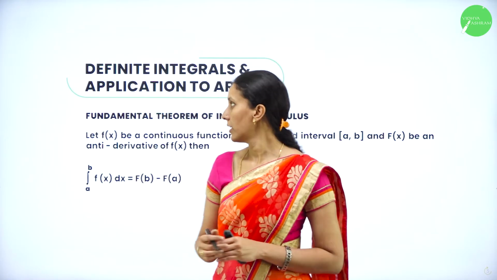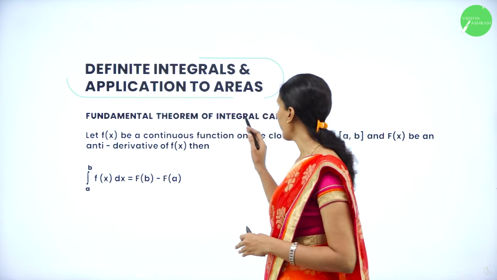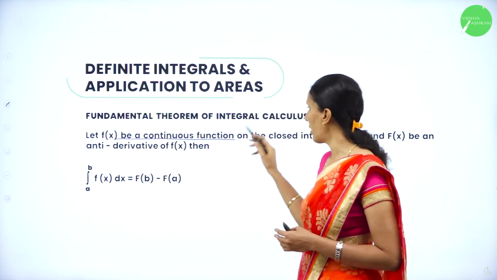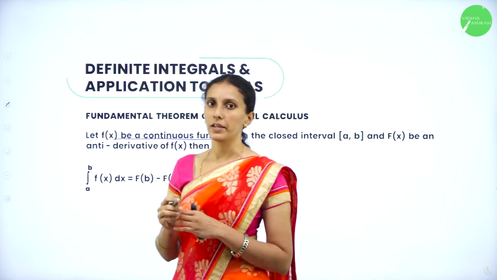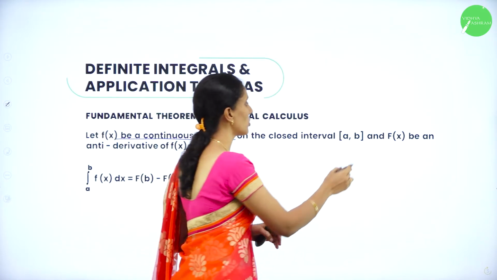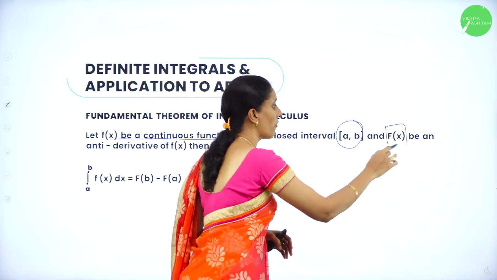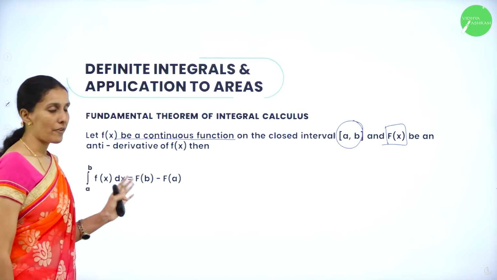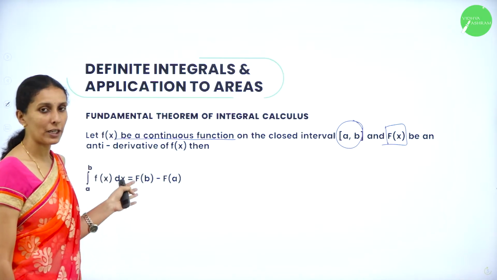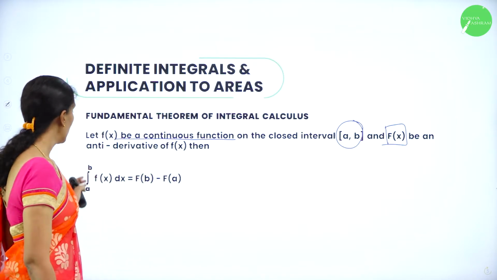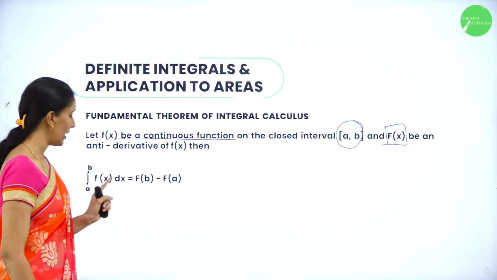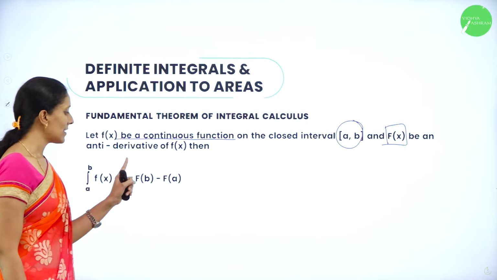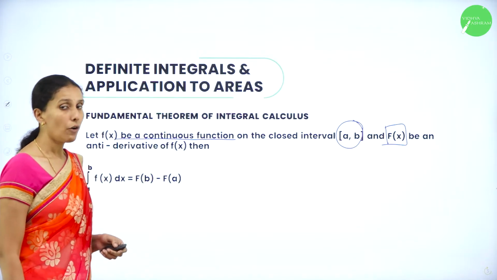So let's look at it. Here we have the fundamental theorem of integral calculus. What does it state? Let f of x be a continuous function on the closed interval a comma b, and capital F of x be its integral value. Then we can write the integral from a to b of f of x dx as F of b minus F of a. How will we get this?